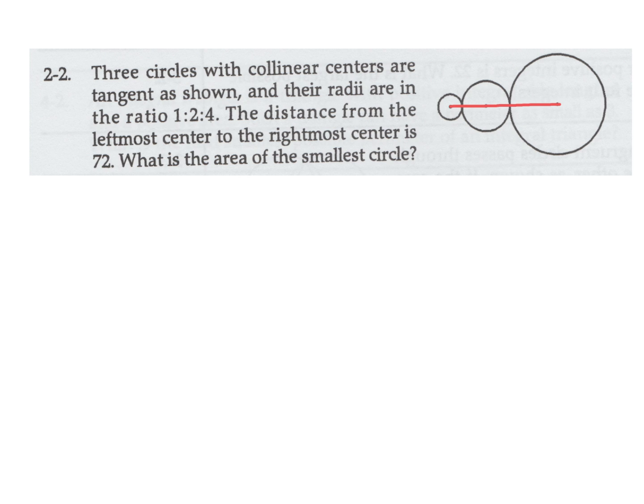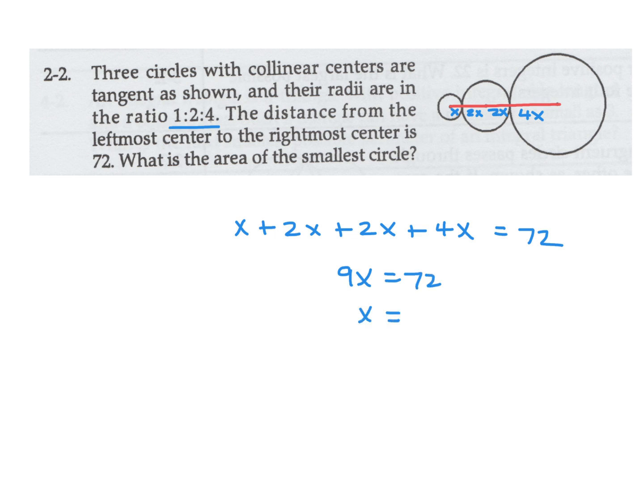So based on this ratio, this radius would be x, this would be 2x, this would be 2x, this would be 4x. So the full would be x plus 2x plus 2x plus 4x. And they're saying that is 72. Okay, so this looks like 9x is 72, therefore x is 8. And they want you to figure out the area of the smallest circle.